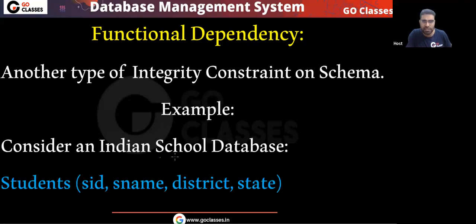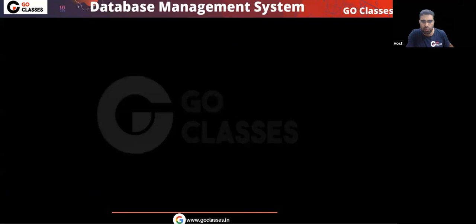So let's start with one example. Consider some Indian school database, in which you have a student table. In this student table, let's assume you have a student ID, a student name, district, and state. So these are the attributes in this table. Now you tell me one thing. This is the student table. You have a column student ID, a column student name, a column district, and a column state.